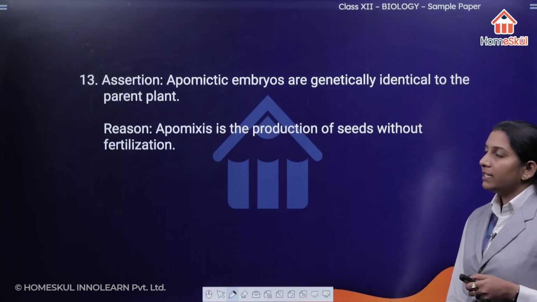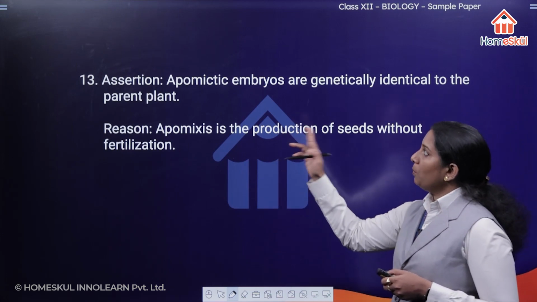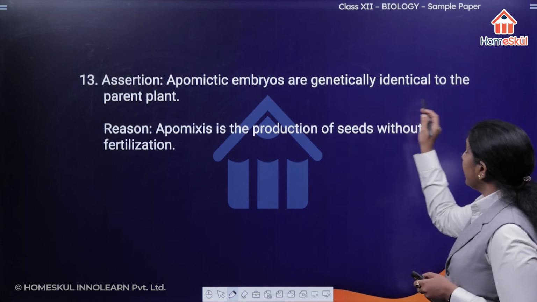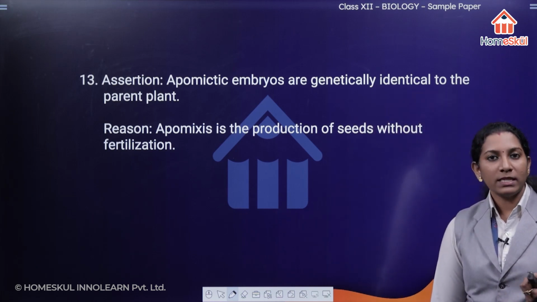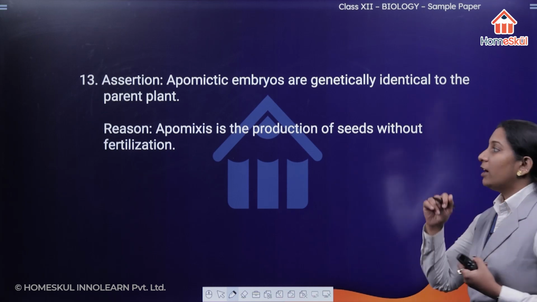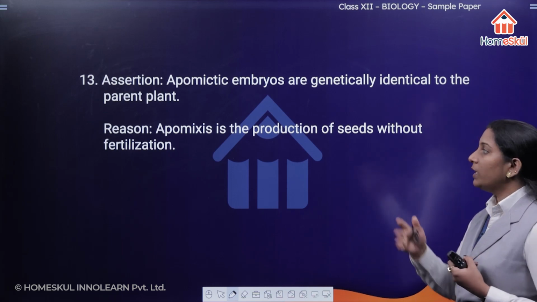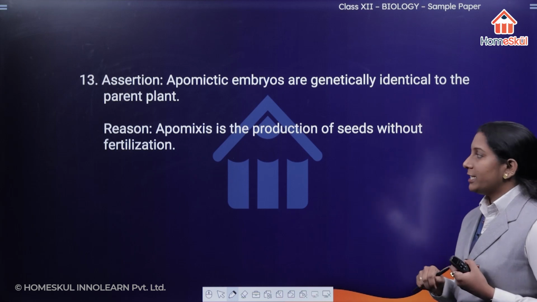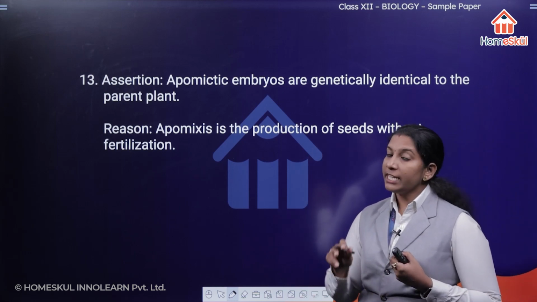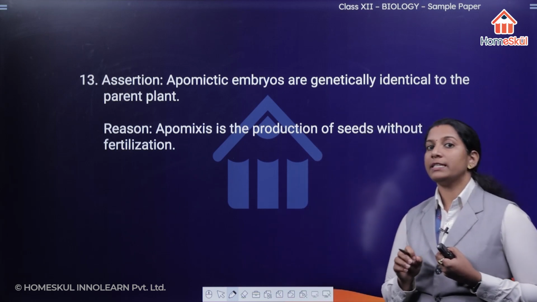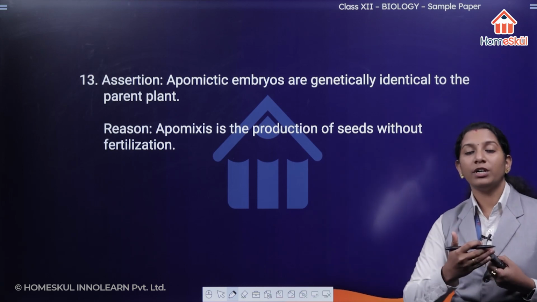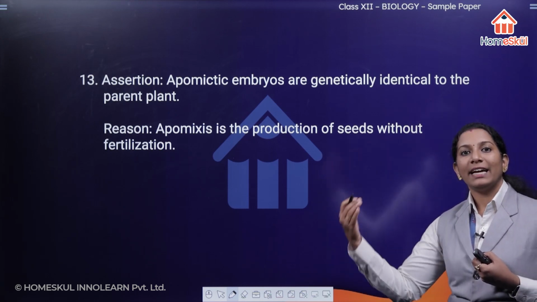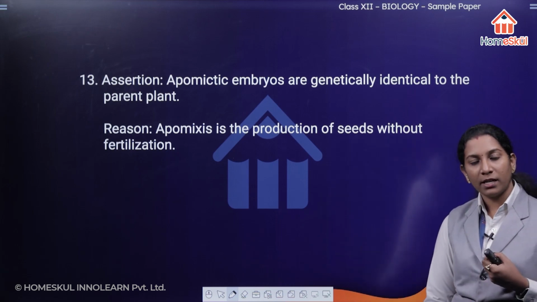Question number 13. The assertion given is: apomictic embryos are genetically identical to their parent plant. So, what do you mean by apomixis? That is the formation of seed without fertilization. Production of seeds without fertilization is termed apomixis. So here the seeds are produced without fertilization, and the seeds are exact copies of their parent.